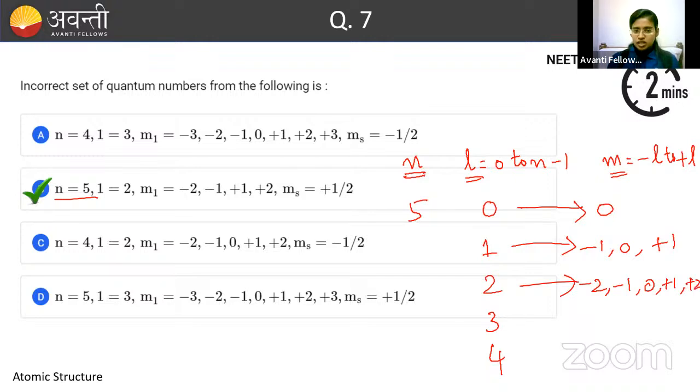But here in the m values, we have minus 2, minus 1, plus 1, plus 2. But the 0 is not given. If l is equal to 2, we should have 5 values of m, but only 4 are given. So that is the incorrect set of quantum numbers. That's why option B is the correct answer.